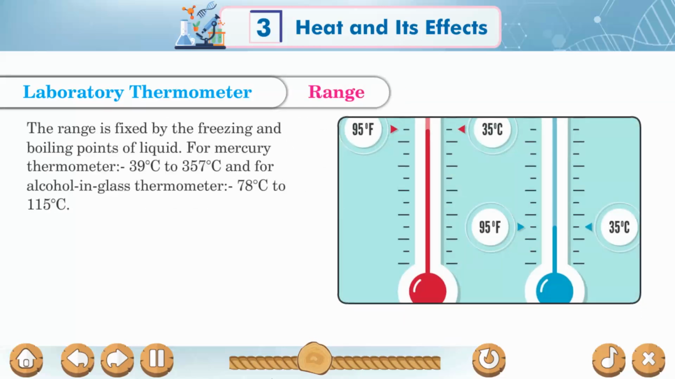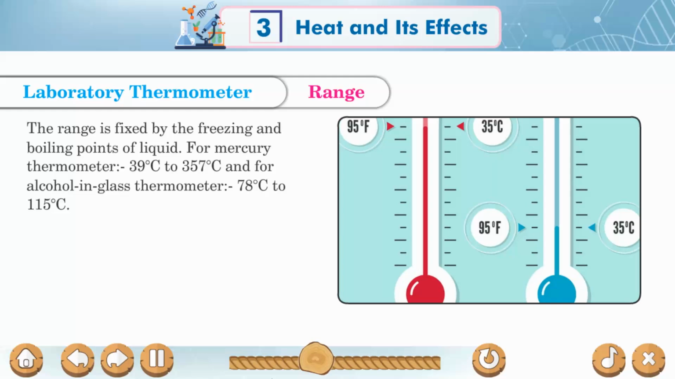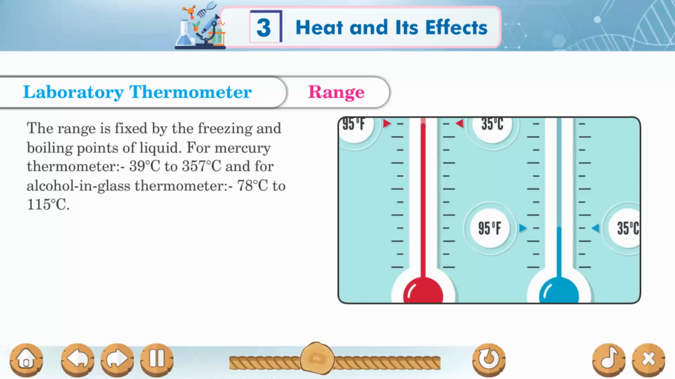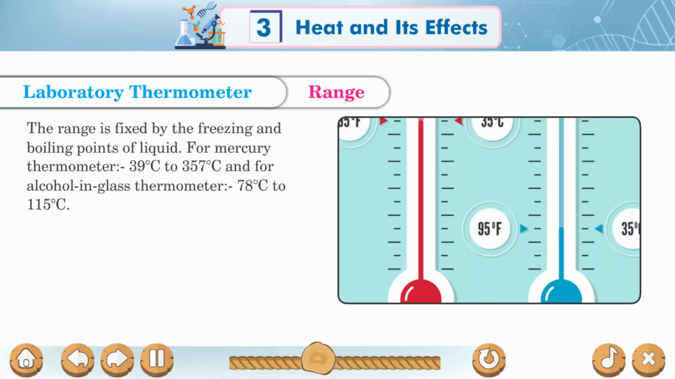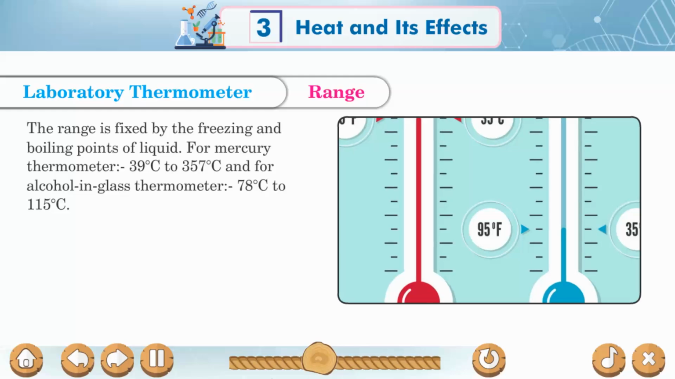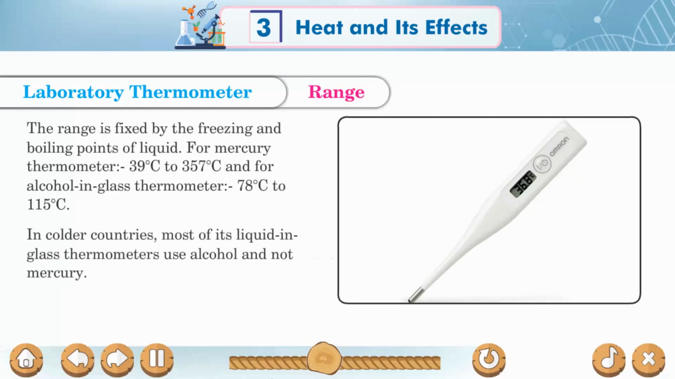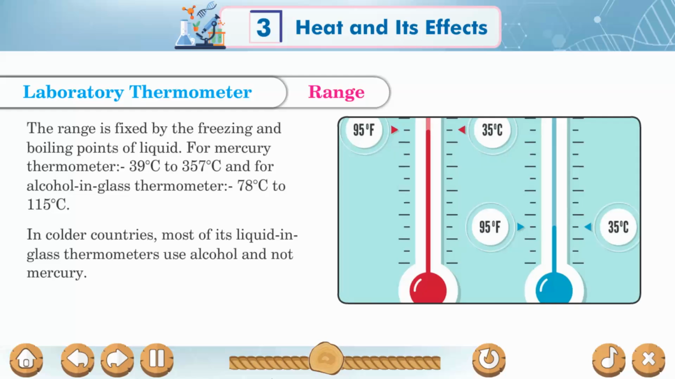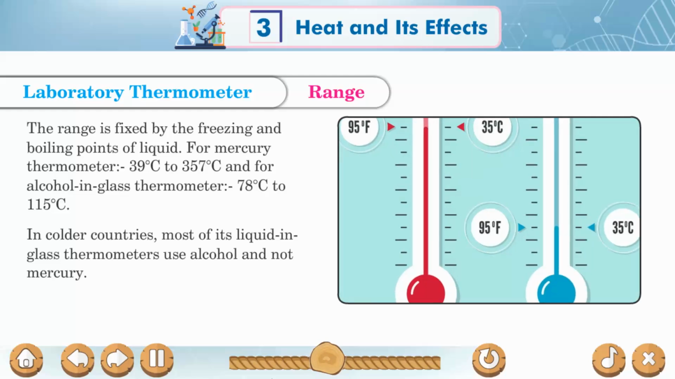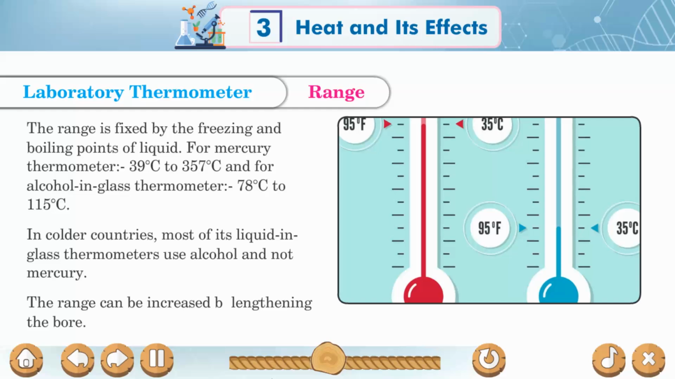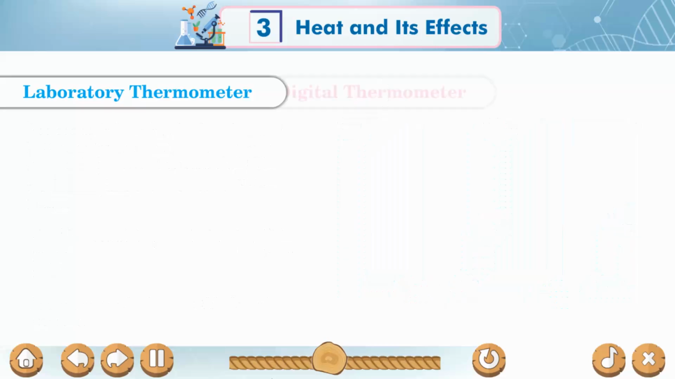Range. The range is fixed by the freezing and boiling points of the liquid. For a mercury thermometer, minus 39 degrees Celsius to 357 degrees Celsius, and for an alcohol in glass thermometer, minus 78 degrees Celsius to 115 degrees Celsius. In colder countries, most liquid in glass thermometers use alcohol and not mercury. The range can be increased by lengthening the bore.